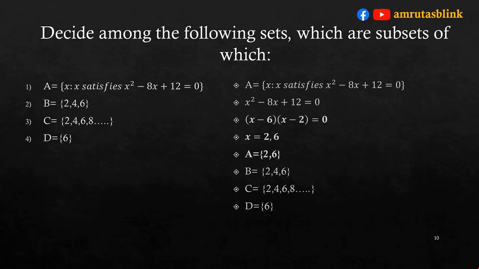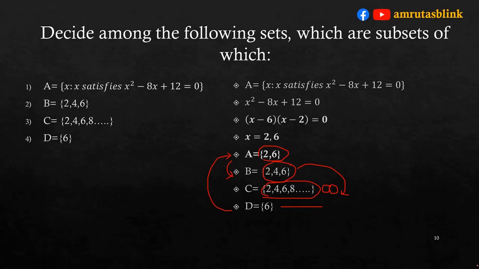Now if you observe, there is only one element in set D, whereas there are two elements, 2 and 6, in set A. Then there are 3 elements in set B, that is 2, 4 and 6, and after that again there are infinite elements in set C: 2, 4, 6, 8. Hence we can say that D is a subset of A, A is a subset of B, and B is finally a subset of C.